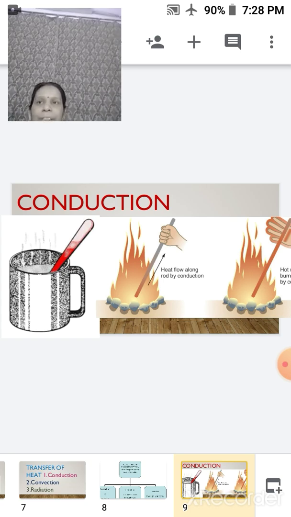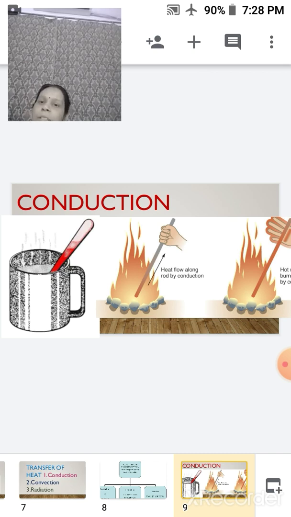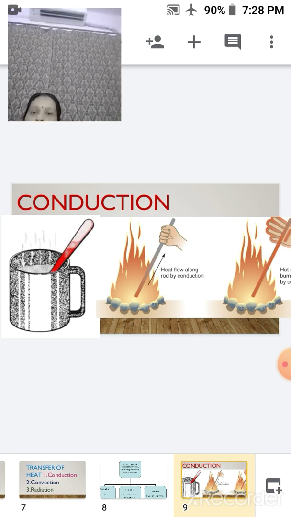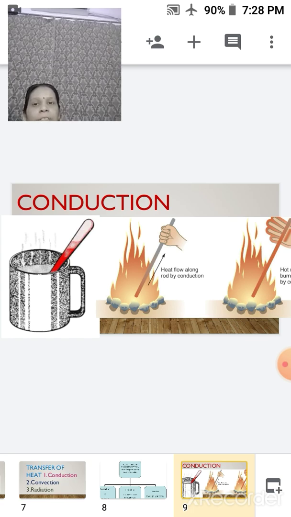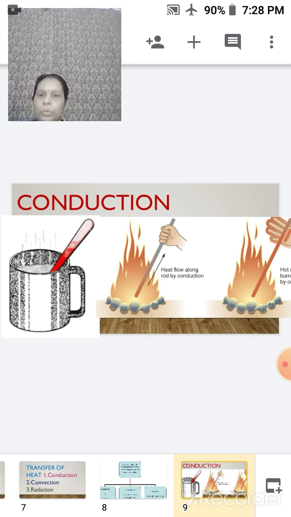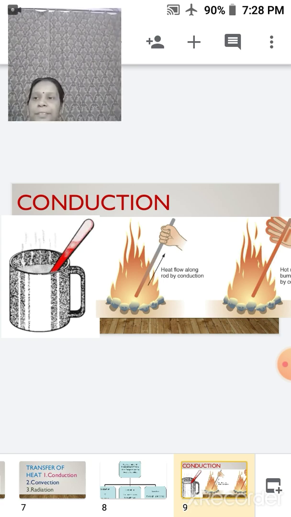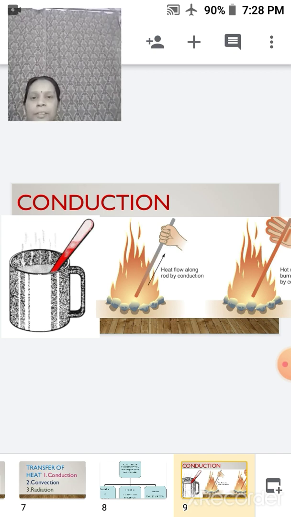For this you can conduct one experiment, or one activity. Here you can see two activities on your screen. One is a cup which has hot tea with a spoon. Here you can see how the transfer of heat is taking place within the spoon. The change in the color of the spoon reminds you that the transfer of heat is taking place from one end to the other end.